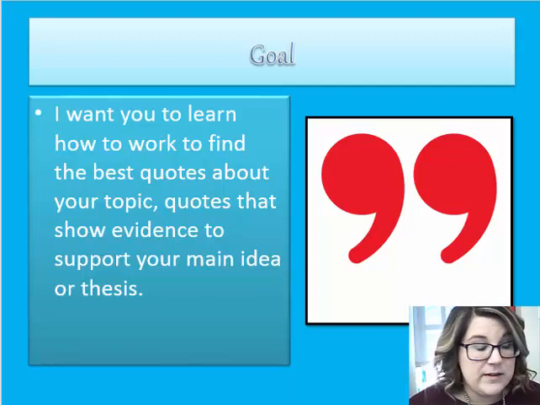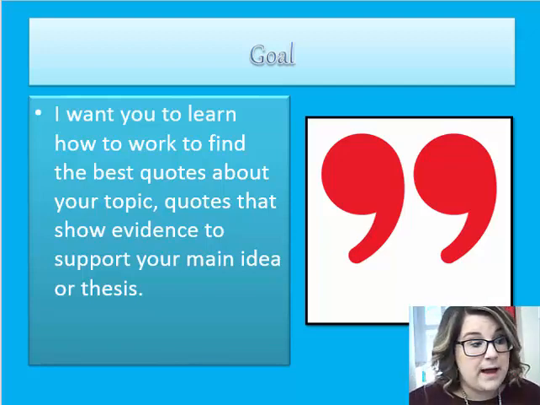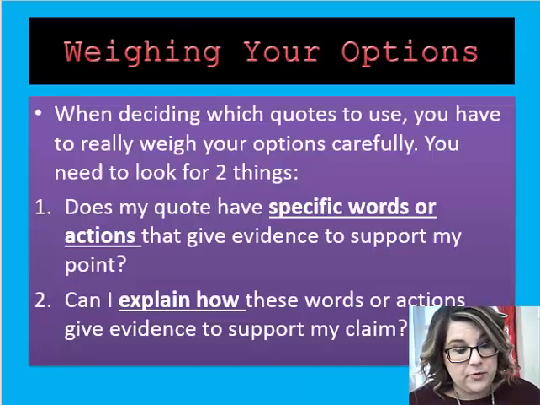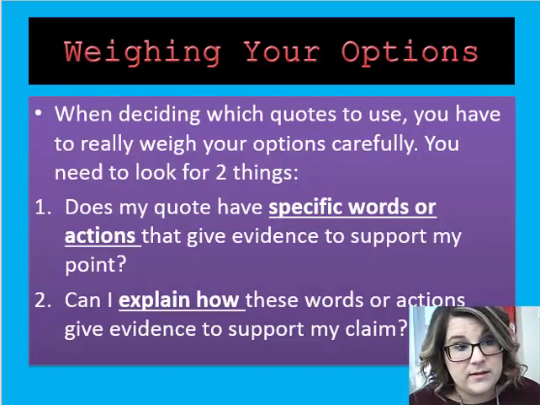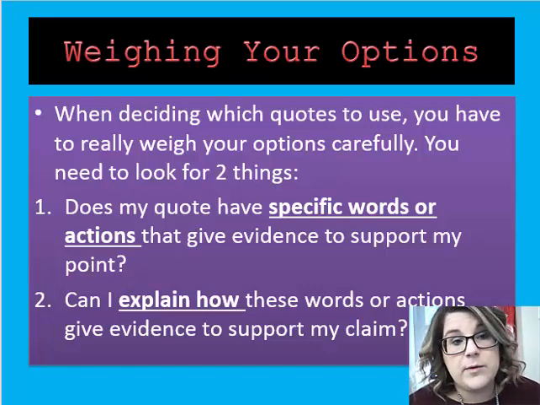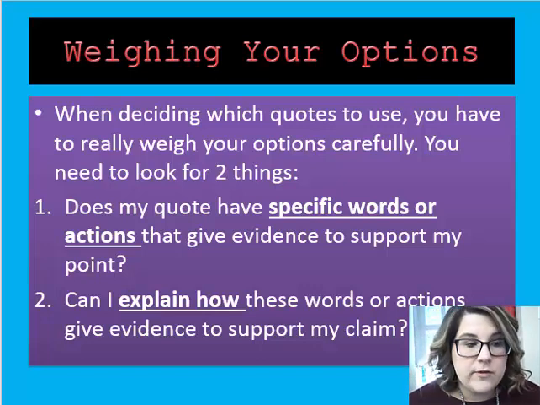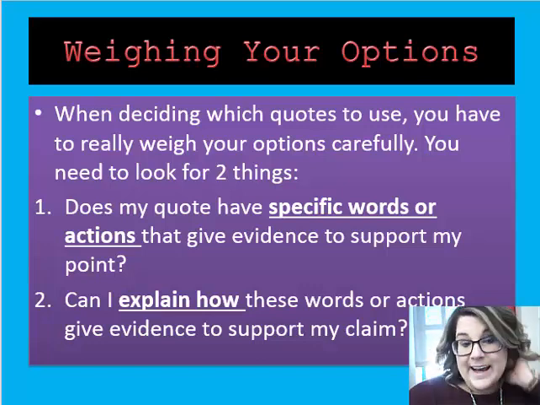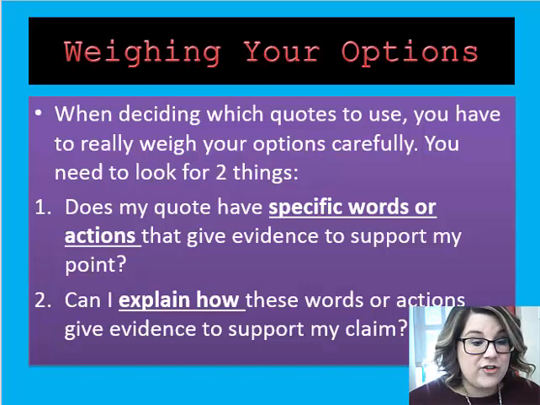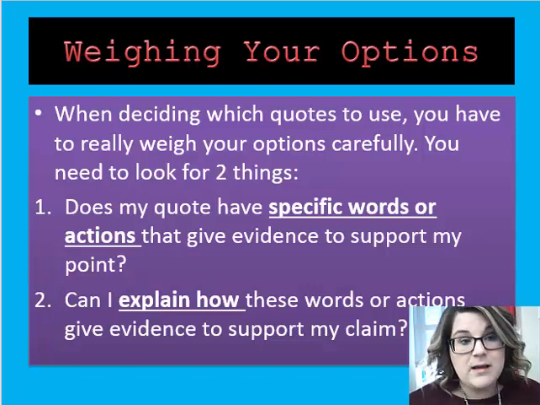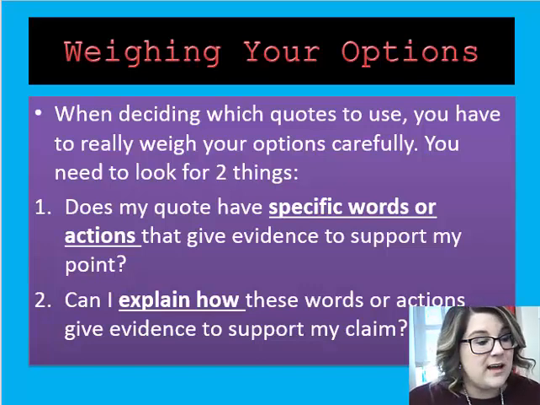There's a lot to pick from these stories. Not all of the quotes are the best. So weighing your options. The entire story is a quote. So we need to decide which ones to use to support our evidence. So when deciding which quotes to use from the text, you really have to weigh your options carefully and look for these 2 things. 1, does my quote have specific words or actions that give evidence to support my point? And number 2, can I explain how these words or actions give evidence to support my claim? If you can't do those 2 things, then they're not good enough.